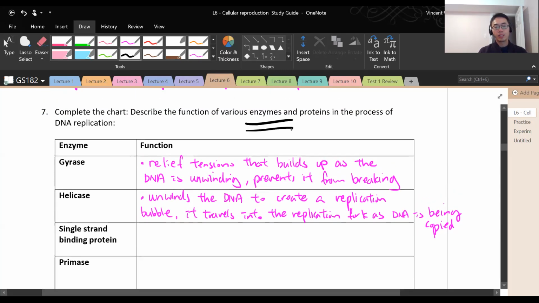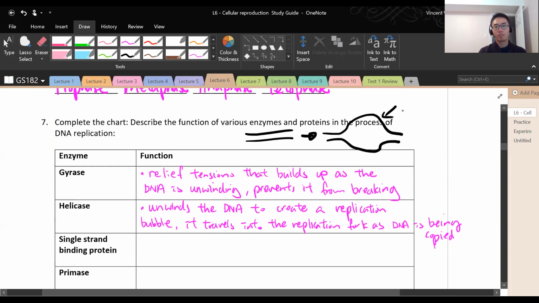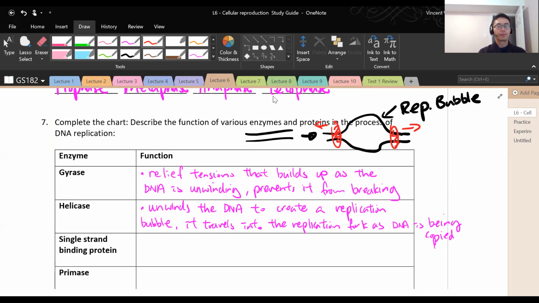So this is your double helix. The helicase will come and open it up to create a bubble. That's the replication bubble. And then here is going to be your helicase, and it will travel into the fork. This is the replication fork as the DNA is being copied.